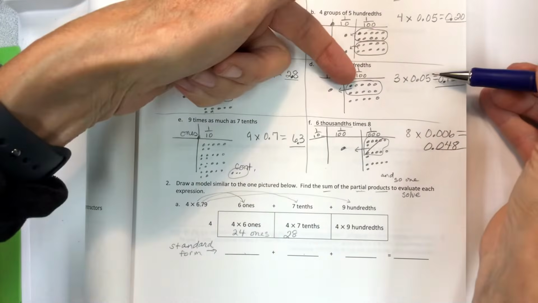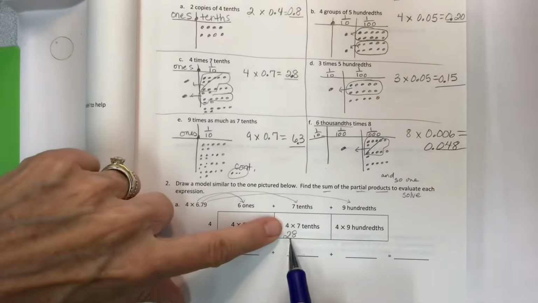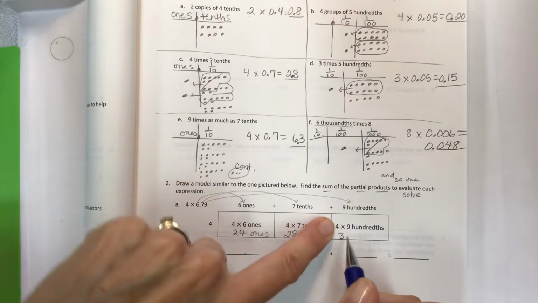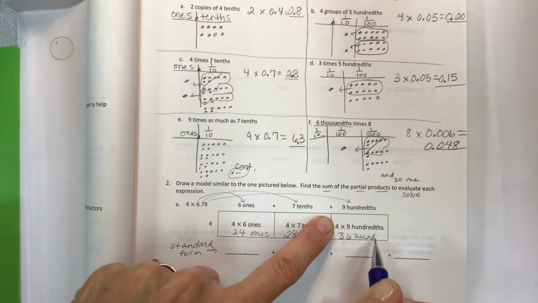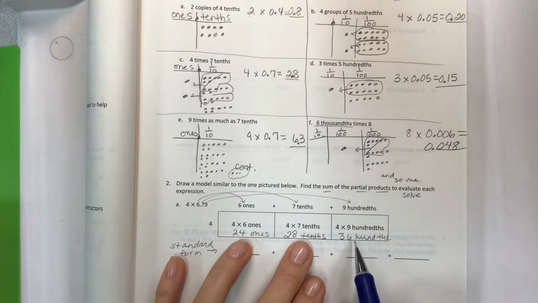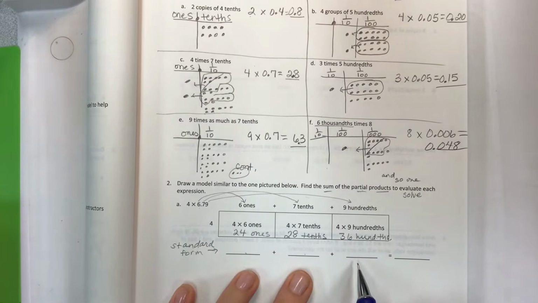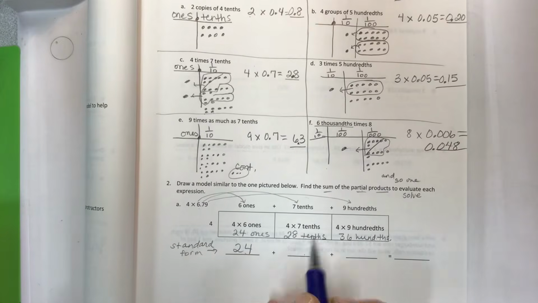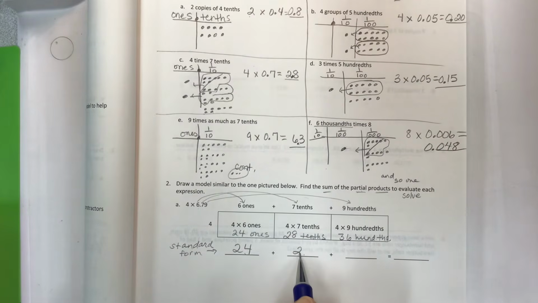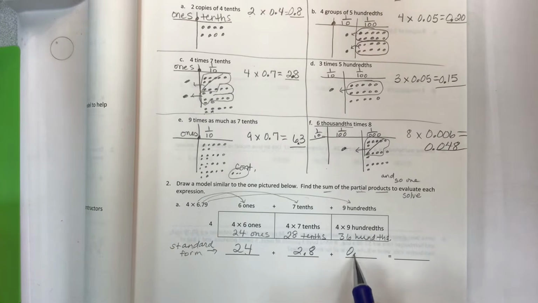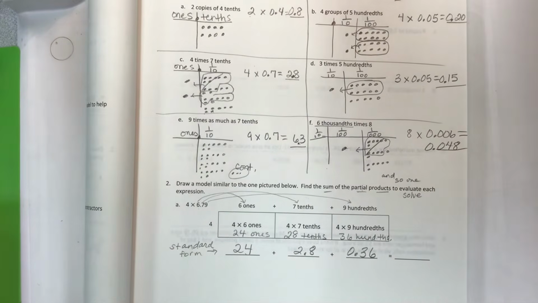Again, this is just what we were doing up here, but I was kind of talking through it. 28 tenths, unit form. 36 hundredths. And I usually abbreviate. Now we're going to take these unit forms and make standard form. And you'll see what I mean in a second. 24 ones is just 24, but 28 tenths looks different. That's going to be a 2.8. And 36 hundredths looks like that.